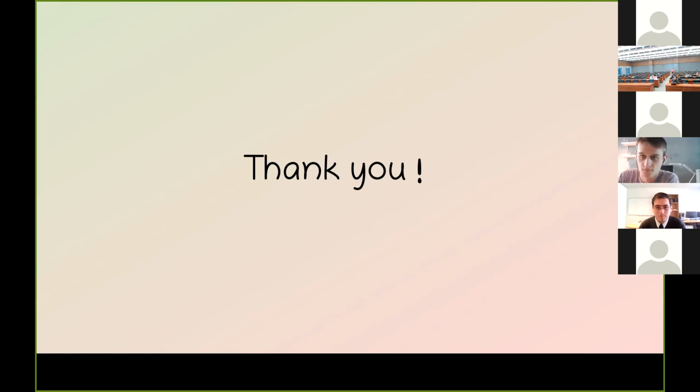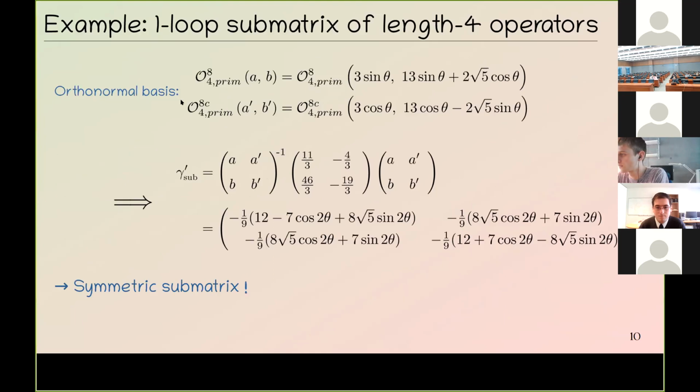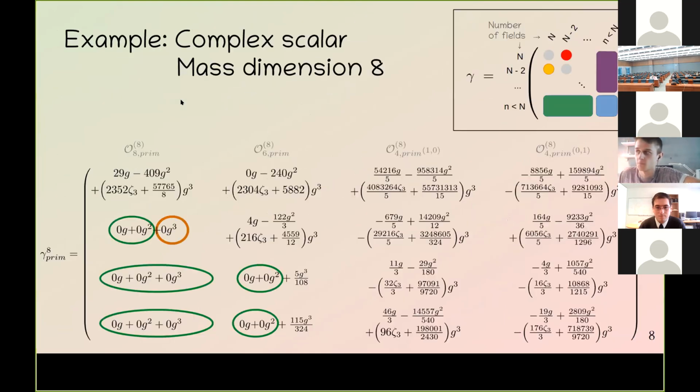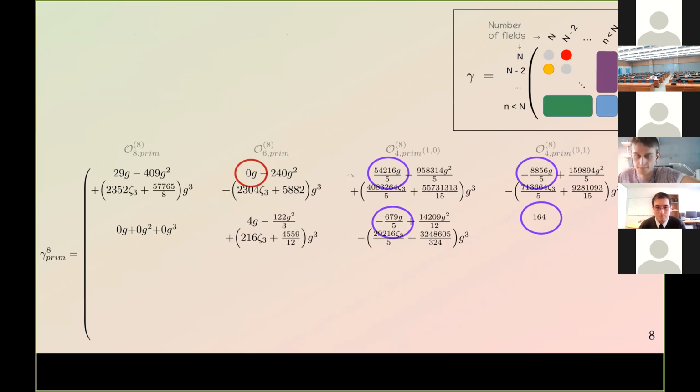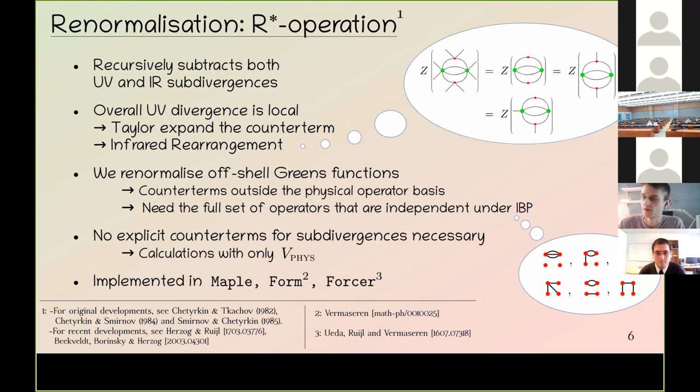Could you go back to page 6? Sure. Oh, yes. I want to make sure I understood the comment you were making there. Is the message the following, that the R-star operation is just a clever trick to basically pull out the divergences? You're not saying that you're using this R-star operation to force the overall UV divergence to be local, right? Which always has to be true in any scheme, on general grounds, right? Yes, correct.